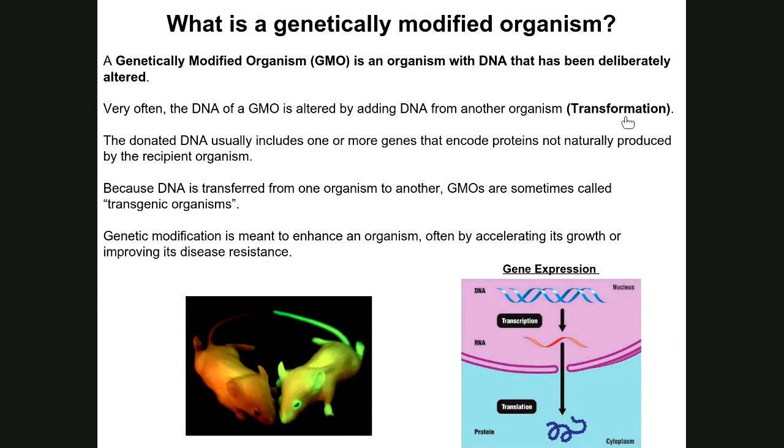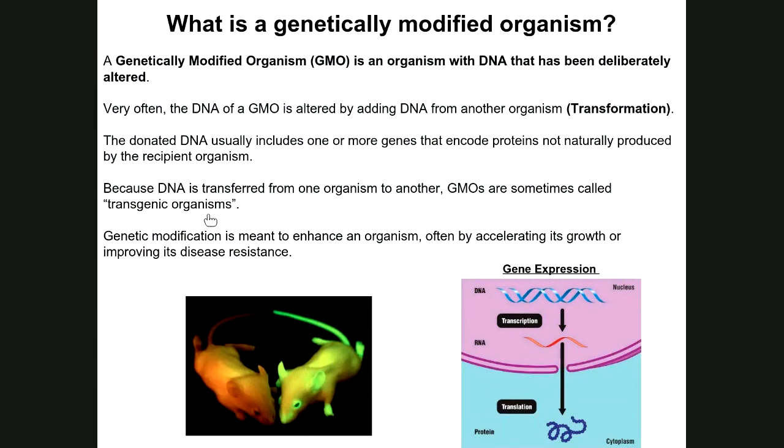Now, the way we used to do it when I worked in the lab is we would call it a transformation if it was a bacterial cell that we were adding foreign DNA to. If it was a eukaryotic organism or eukaryotic cells, we would use the term transfection, or we would say transgenic down here. But if you go up one line, it says the donated DNA usually includes one or more genes that encode for proteins not naturally produced by the recipient organism. This is something we'll cover in Chapter 17 to help clear up some of the confusion that will occur with this lab. Because DNA is transferred from one organism to another, GMOs are sometimes called transgenic organisms.